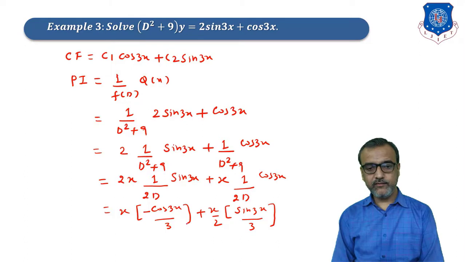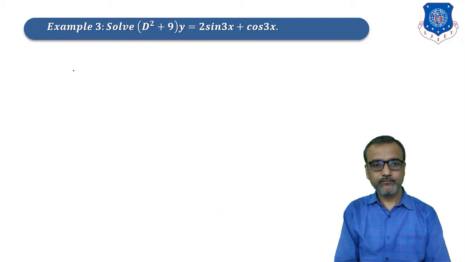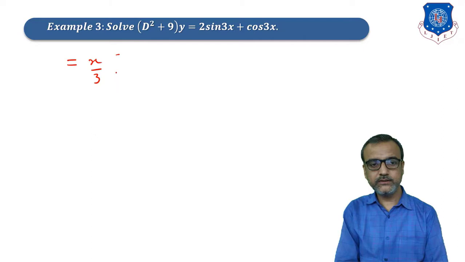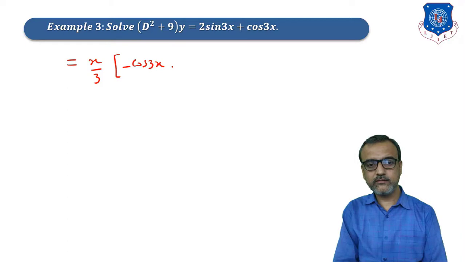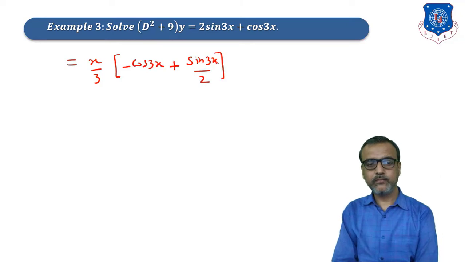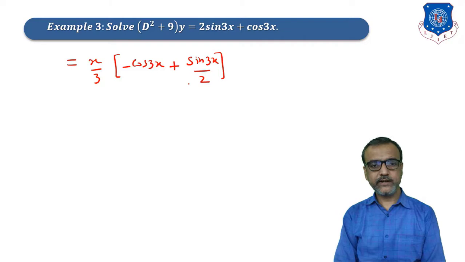Now we will take x by 3 common from these two terms. If we take x by 3 common, inside the bracket we have minus cos 3x plus sin 3x by 2. So this equals x by 3 common, minus cos 3x plus sin 3x by 2. So this is required PI.